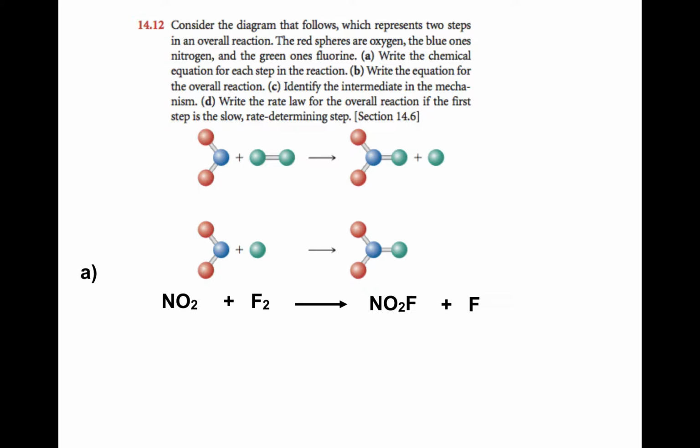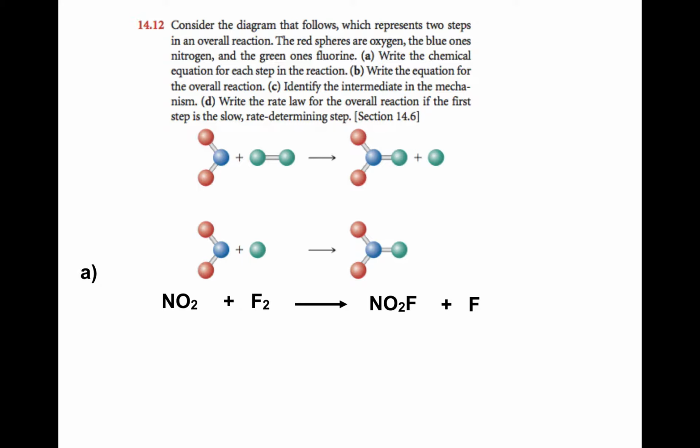These have to slam together in order to react, right? In order to overcome the repulsions between the electrons. They got to slam hard enough to react effectively. We have to break bonds and form new ones. So this is the relationship. If I double the concentration of F2, I double the collisions with NO2. If I double the concentration of NO2, I double the collisions with F2. So this is a second order rate law, according to step 1.